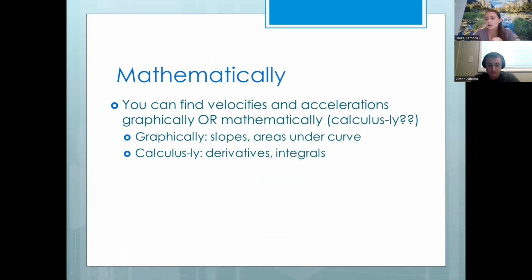So we've talked a lot about graphically how to go from position to velocity to acceleration, that sort of thing. We can do it mathematically as well.